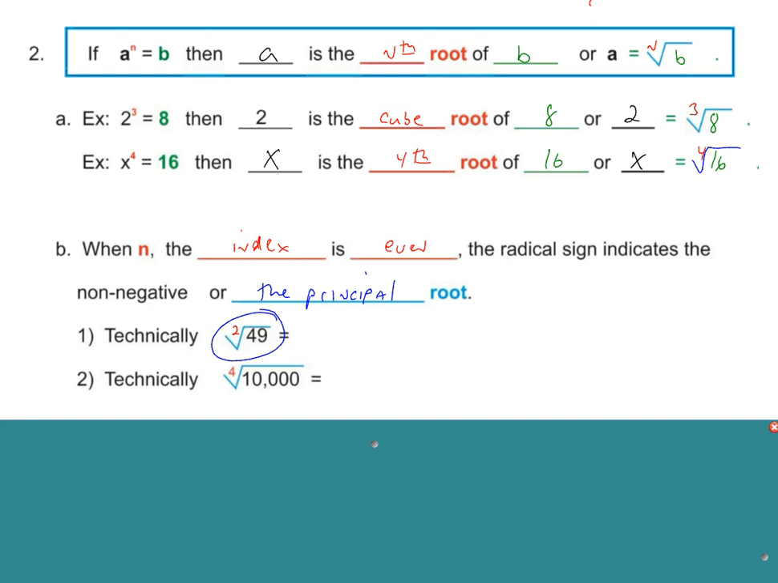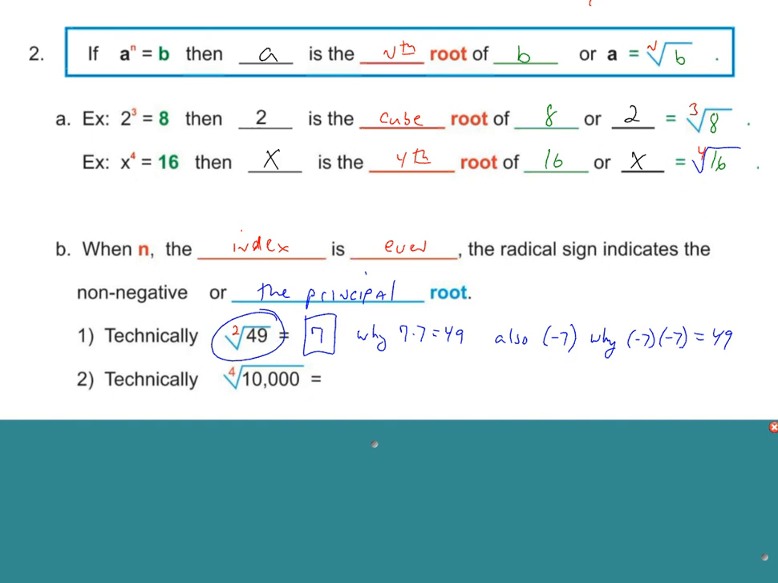Now, the principal root answer is 7. And why? Because 7 times 7 is 49, right? 7 times itself 2 times gives you the radicand of 49. So 7 is the principal root, but technically there's also the possibility of negative 7, because negative 7 times negative 7 also equals the radicand of 49. But again, when we're talking about the principal root, we only care about the positive part of that, and therefore we say the answer is 7. Okay? Just the way it is.